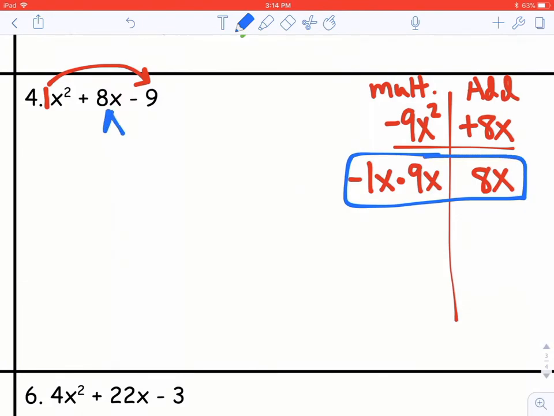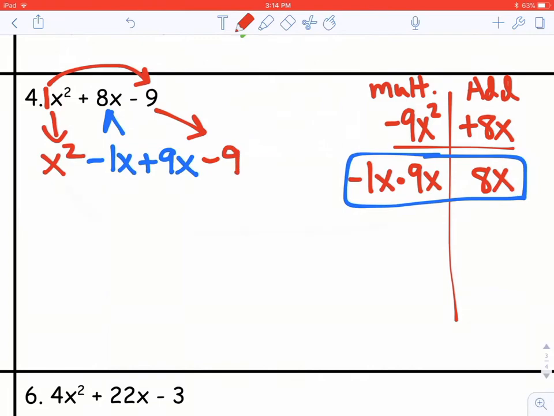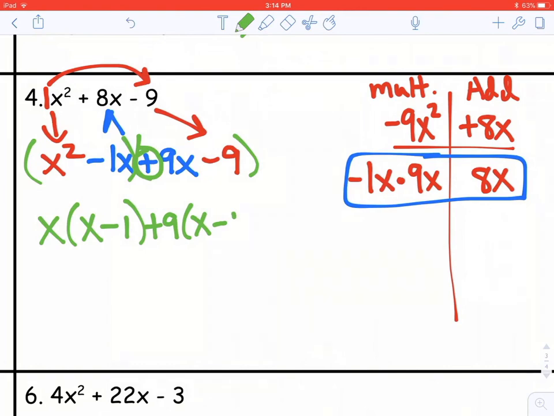So let's go ahead and bring those over and put negative 1x plus 9x in place of 8x. Bring down the first term, which was x squared, and the last term, which was negative 9. And then use your grouping skills to finish the problem. So from x squared minus 1x, we could take out an x, and we have x minus 1 left over. And from the second group, we could take out a 9, and we have x minus 1 left over. And then put together the ones you took out, and bring down one of the ones they have in common.